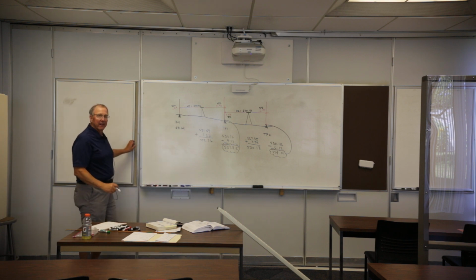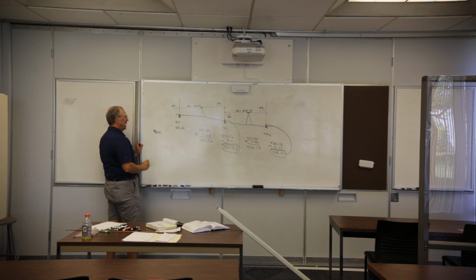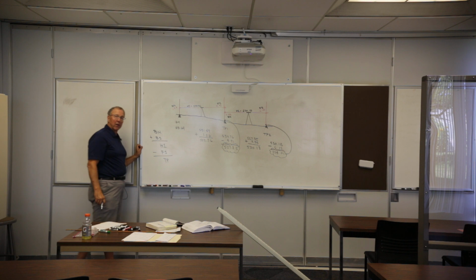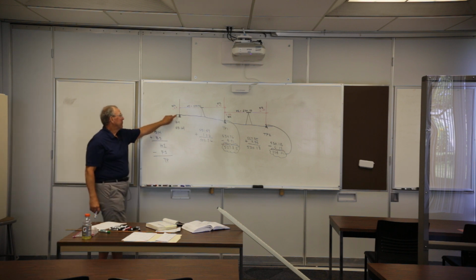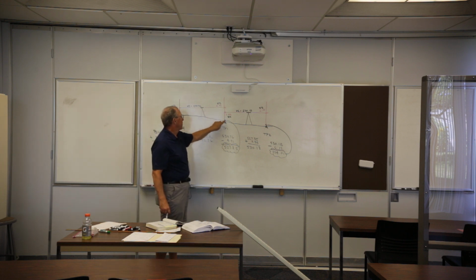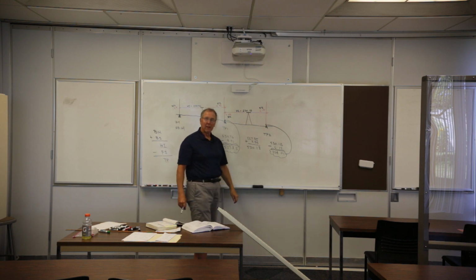It looks like if I take the benchmark, I add the back sight to it, I get the HI, and if I subtract the foresight from it, I get a new elevation. That's all I do. Benchmark, add, across, subtract. Benchmark, add, across, subtract. That's all we're doing.